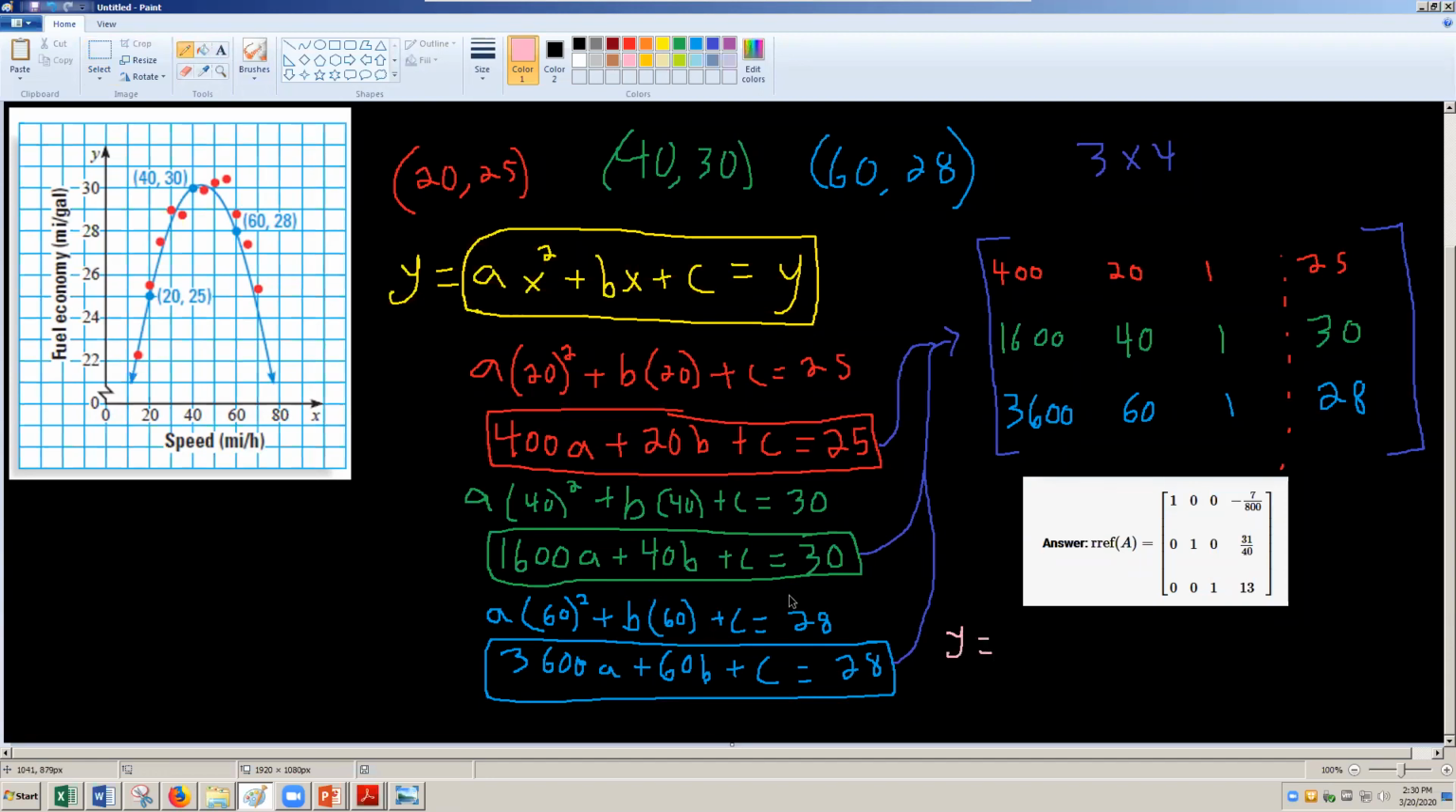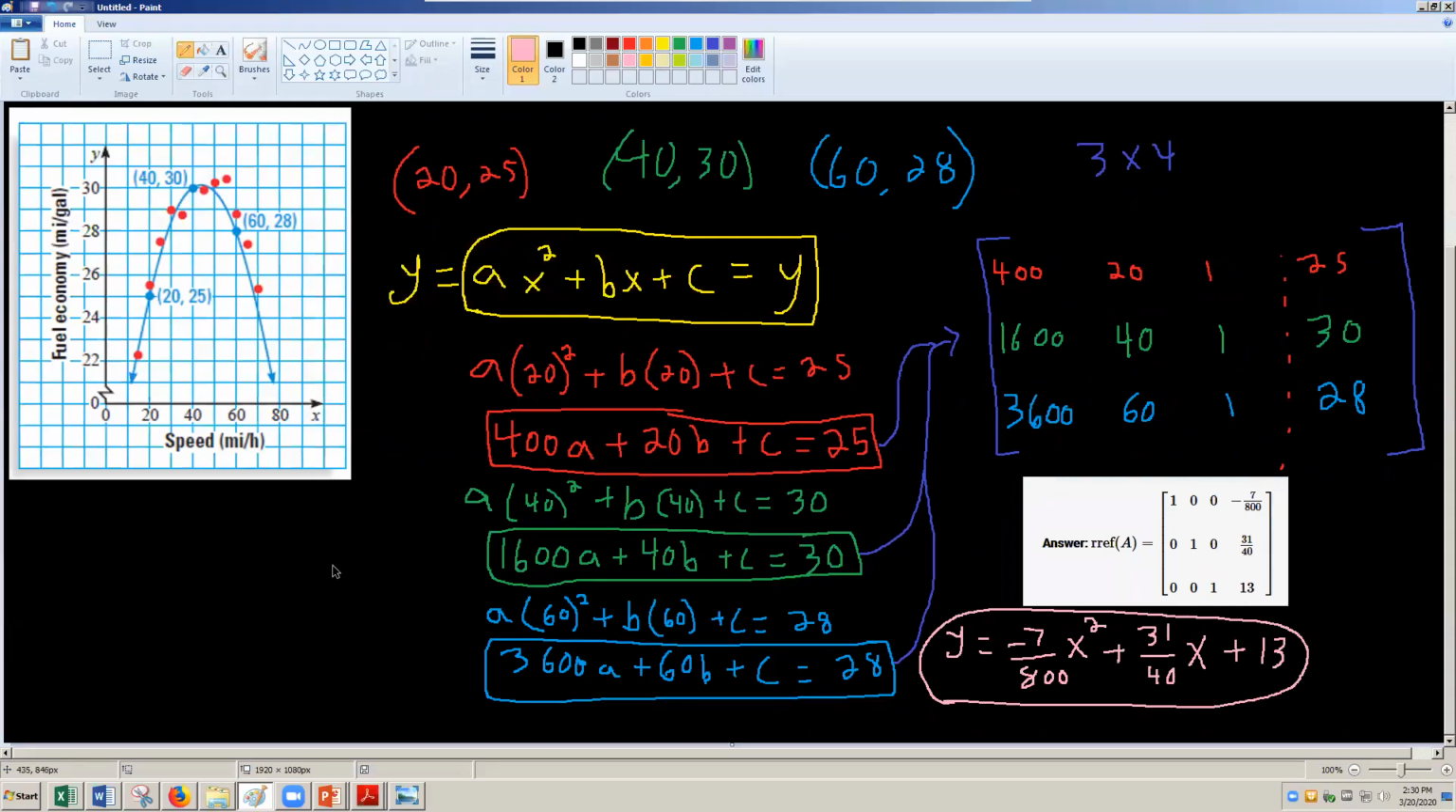And now again, ax squared, so what's my a value here? A is the top one, the first one, so negative 7 over 800 x squared plus 31 over 40, my b value, x plus my c value, 13. This is the final answer that I would want to see on an exam. And this is fair game. Any questions here?